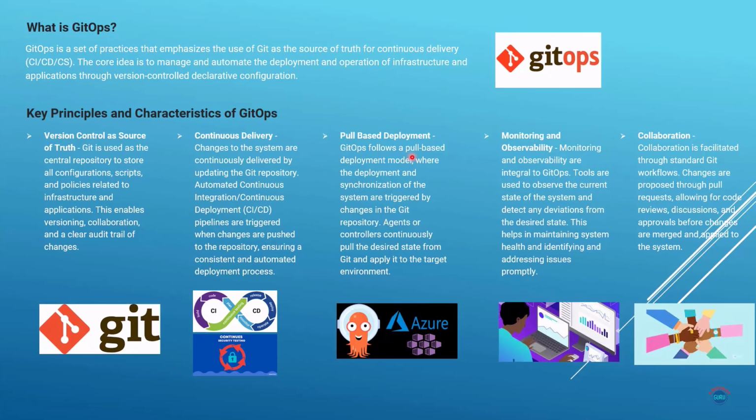I hope you are now clear what is GitOps and what are the characteristics of GitOps, and in the upcoming lectures we will implement these various principles of GitOps while implementing the DevSecOps pipeline for our Mario game. In the next lecture, we will learn about the difference between GitOps, DevOps and DevSecOps.